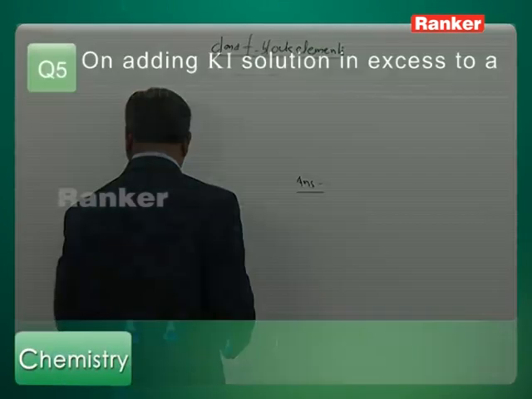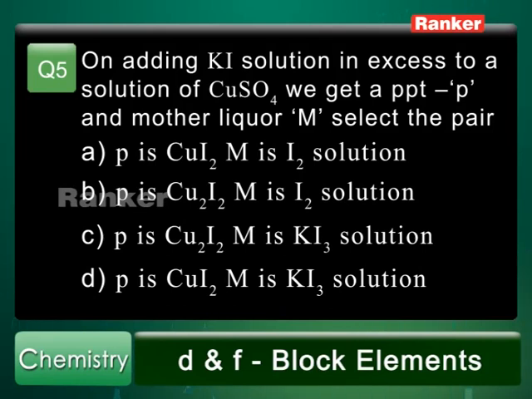Coming to the fifth question: on adding KI solution in excess to a solution of copper sulfate, we get a precipitate P and mother liquor M. Select the pair. Option A is P is cupric iodide, M is I2 solution. Option B is P is Cu2I2, cuprous iodide, and M is I2 solution. Option C is P is Cu2I2, M is KI3 solution. Option D is P is CuI2, M is KI3 solution.